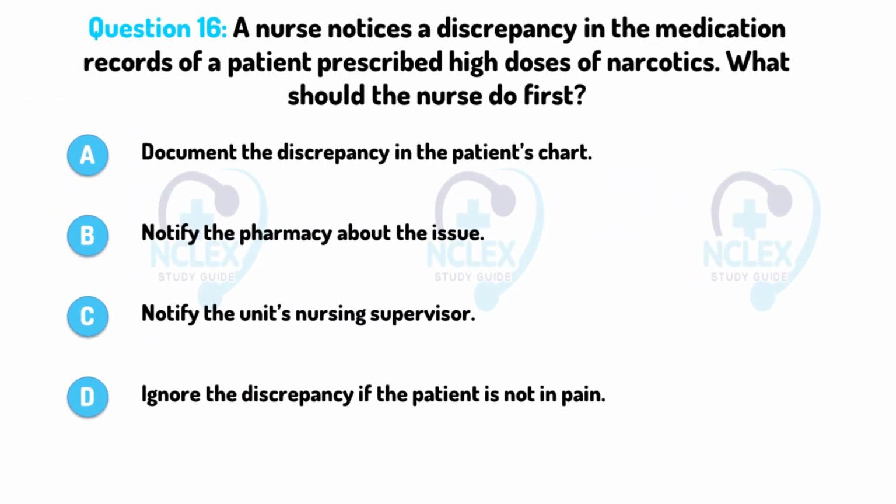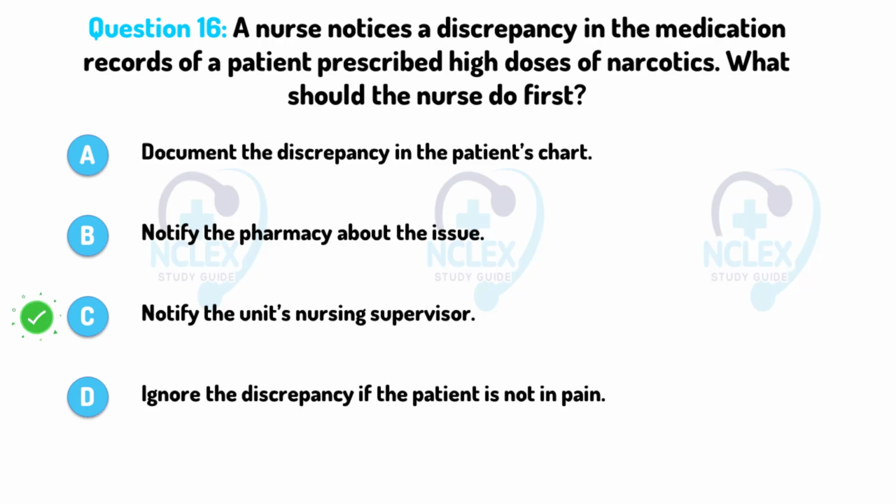Question 16. A nurse notices a discrepancy in the medication records of a patient prescribed high doses of narcotics. What should the nurse do first? A. Document the discrepancy in the patient's chart. B. Notify the pharmacy about the issue. C. Notify the unit's nursing supervisor. D. Ignore the discrepancy if the patient is not in pain.